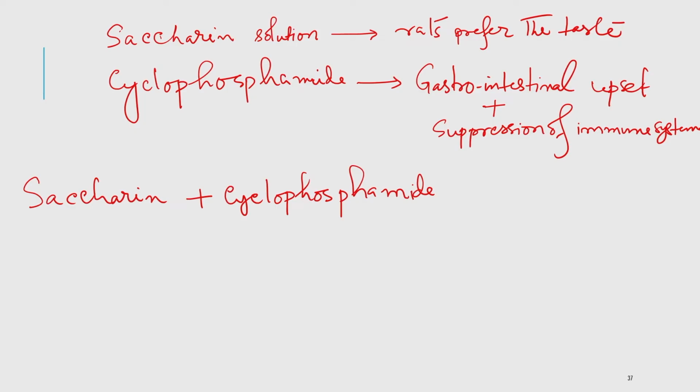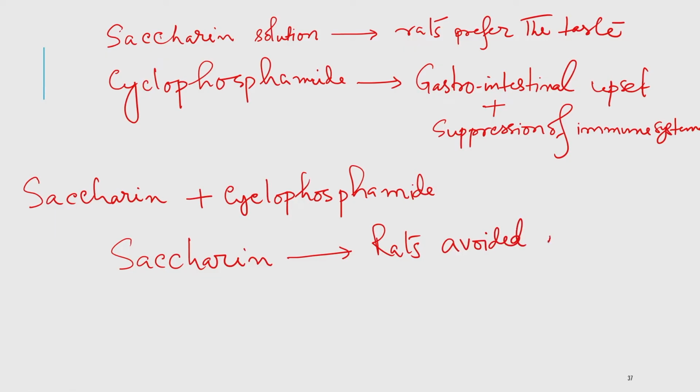again and again, so this was a kind of classical conditioning. Initially the rat preferred saccharin solution. Now, when it was combined with a drug which caused stomach upset, the rat learned to avoid it. So, this is classical conditioning of a taste aversion. So, this was the research that they did.